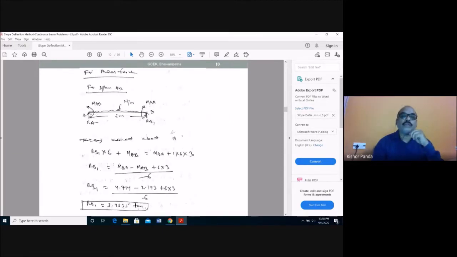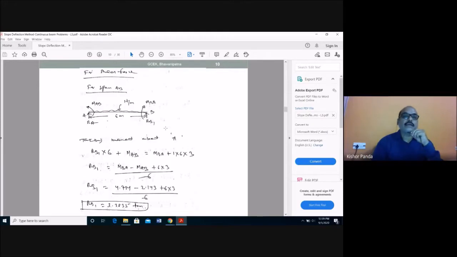Then, putting in theta B and theta C, you get the final moments MAB, MBA, MBC. Then what is your next step? You have to plot the shear force diagram. For the shear force diagram, what do you have to find out? First you have to find out the reactions.